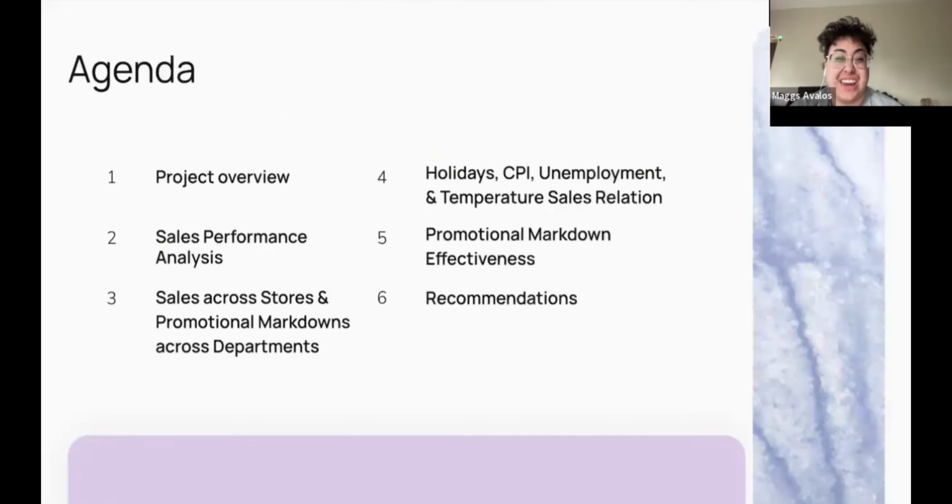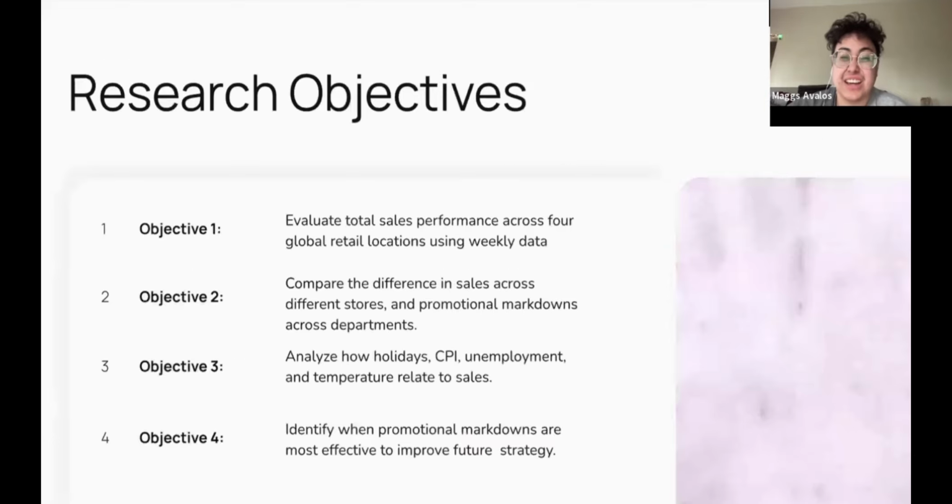Our presentation today will cover project overview, sales performance analysis, store and department comparisons, the relationship between holidays, CPI, employment, and temperature with sales, promotional markdown effectiveness, and business recommendations. Each slide and section builds towards strategic executive decisions.